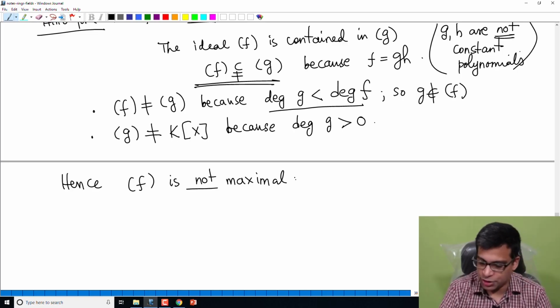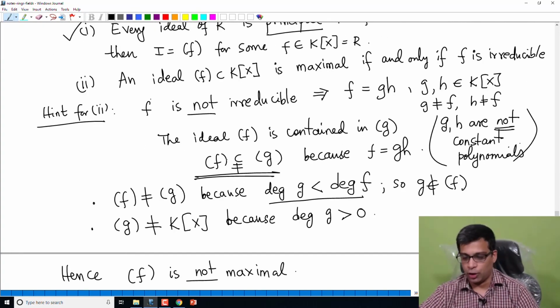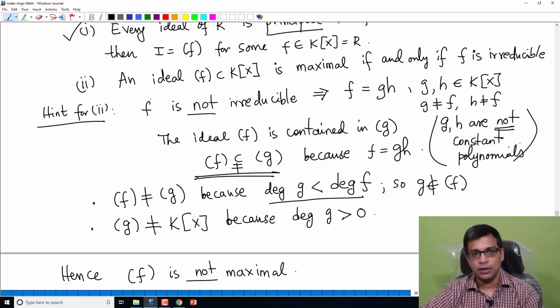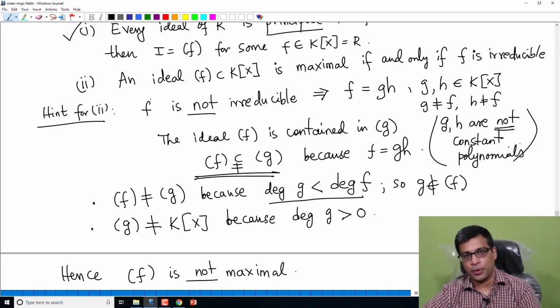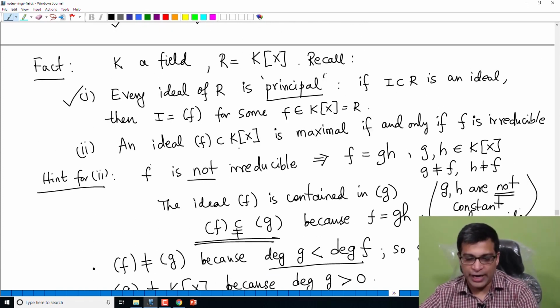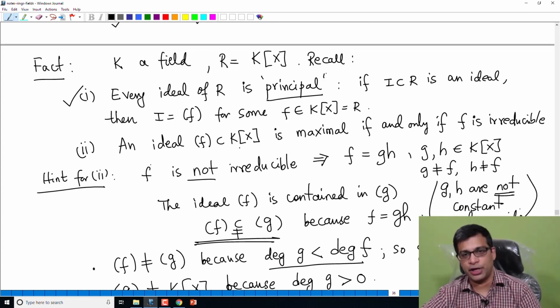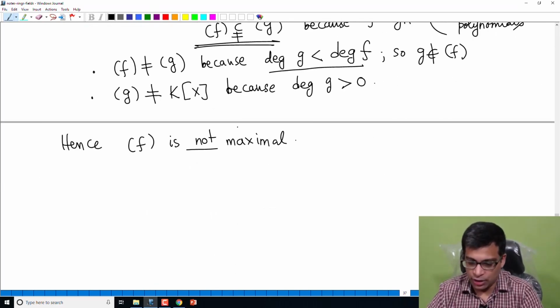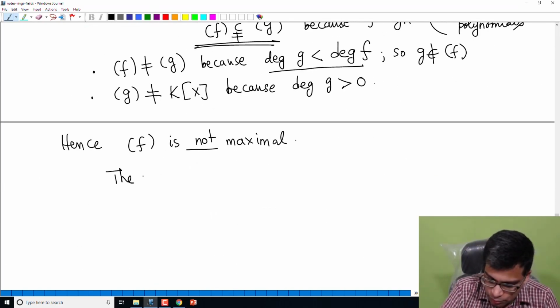So I have proved one direction for you. If F is not irreducible, it cannot be maximal. The other direction is, if F is actually irreducible, show that the ideal generated by F is maximal. I will not do this for you, but the idea is, suppose the ideal is not maximal, then the ideal generated by F is contained in a proper ideal which is bigger than that. But because of fact 1, every ideal is principal. So let's say the bigger ideal is generated by G, then you argue that G must divide F, violating the irreducibility of F. So the other direction is left for you as an exercise.